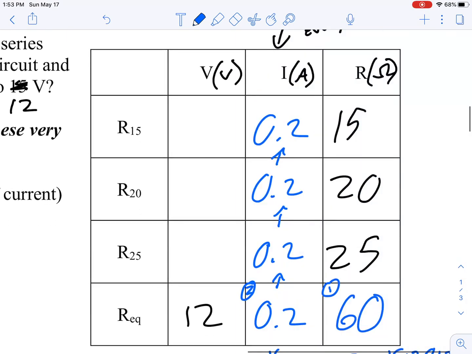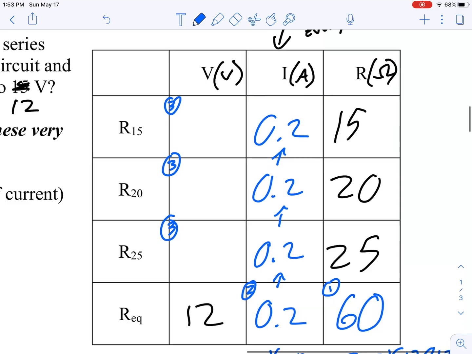Notice how we don't know any of the voltages, but remember, V equals IR. So this is going to be step 3. And I'm going to label these all step 3 because we're going to do these all at once. So V equals I times R, right? That's Ohm's law. So I times R here is going to be, I think that's 3, but let me just get a calculator out. Yeah, so this one's 3 volts. So the 15 ohm resistor uses 3 volts.